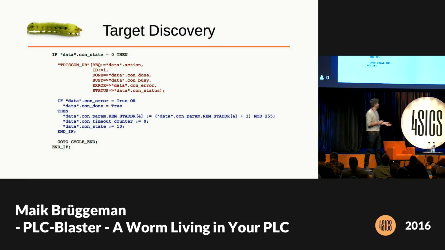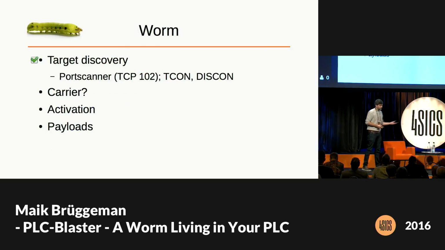And here in the bottom corner, we simply increment the last byte of a 4-byte IP address, and that means we scan a /24 subnet for an open port 102. And this is the target discovery. The next point is the carrier mechanism.